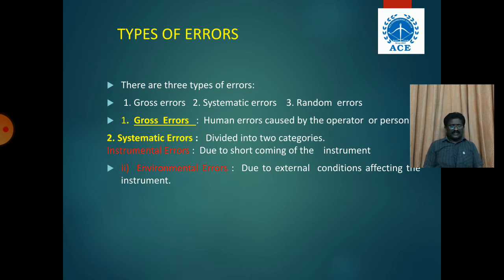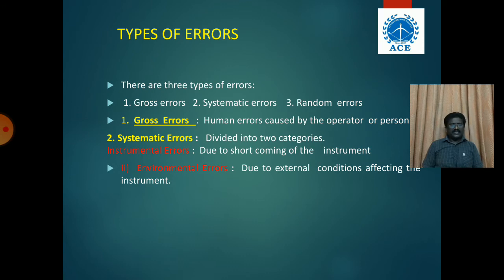Gross errors will occur in such a manner: taking wrong readings, reading with parallax error, incorrect adjustment of zero, improper applications of instruments, wrong calculations. So by taking small precautions, we can avoid such type of problems.